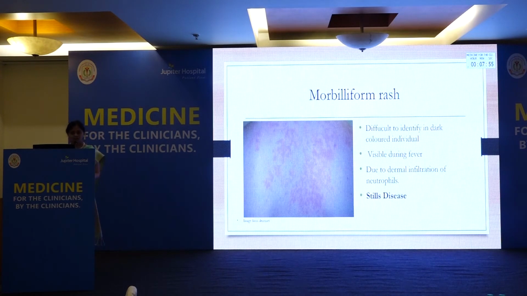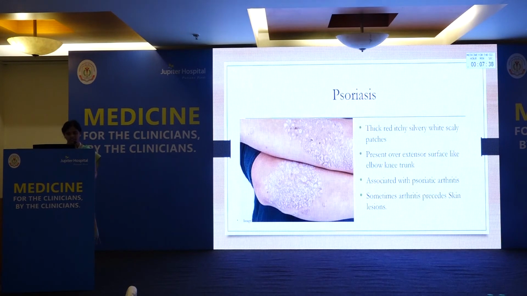Then this is the morbilliform rash. It is very difficult to identify in dark colored individuals because it is a very evanescent kind of rash, and it is visible only during fever and is supposed to be due to dermal infiltration of neutrophils. We can see this kind of rash in Still's disease.